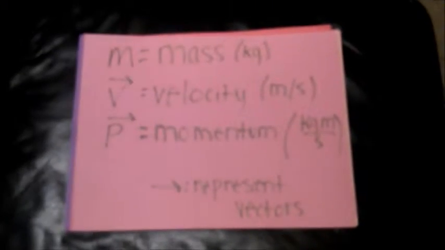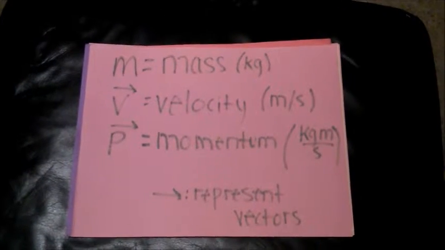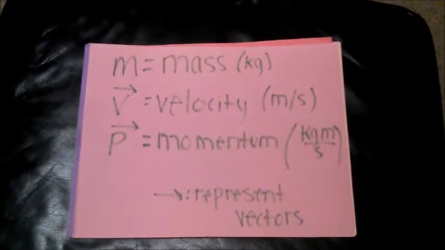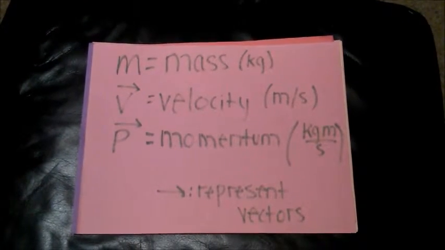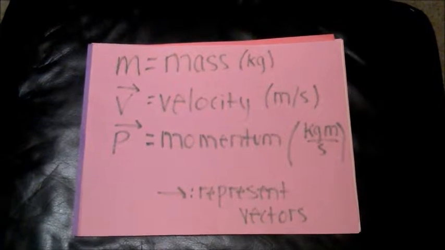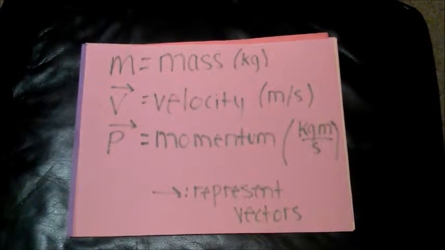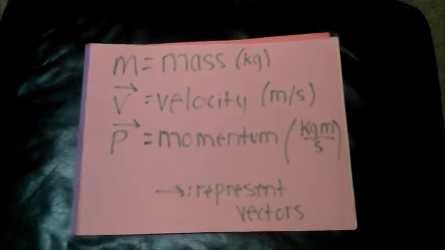We'll be using several notations. M equals mass and is notated by kilograms. V equals velocity and is notated by meters per second. The arrow above V represents that velocity is a vector. P equals momentum and is notated by kilogram meters per second.